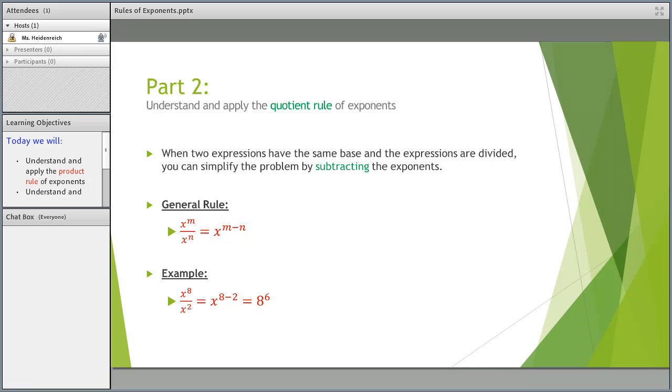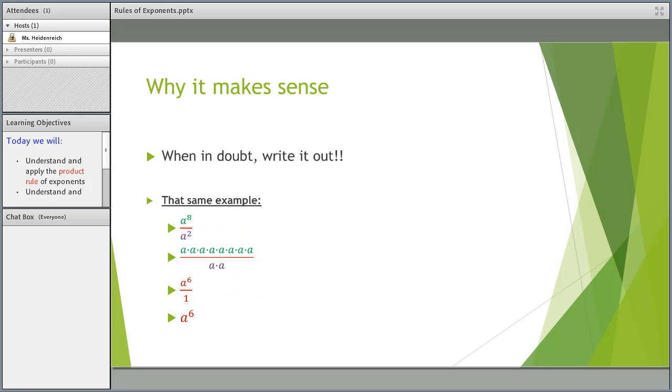So the example on the bottom says x to the 8 over x squared. And if I do 8 minus 2, then I get 6. So, oops, that looks like a typo there. That should be an x right there. Okay, so anyway, I end up with x to the 6th.